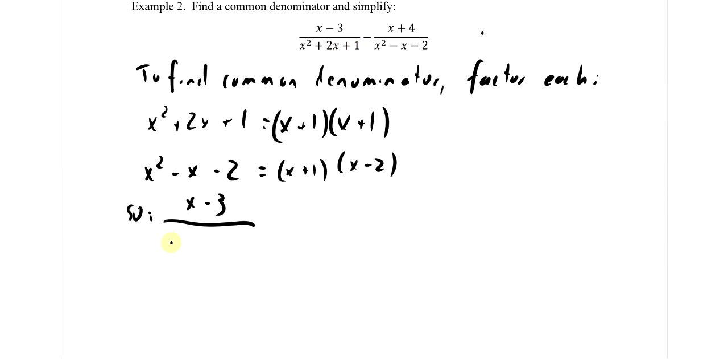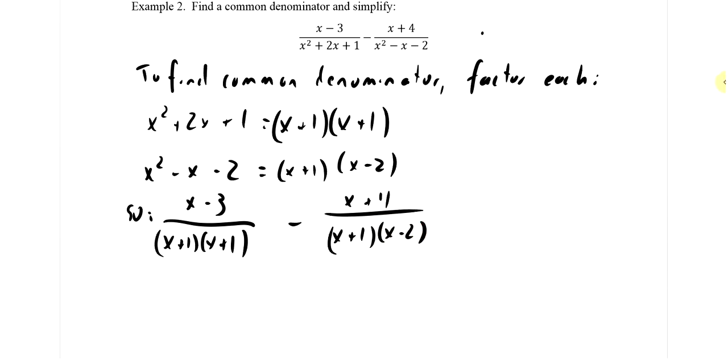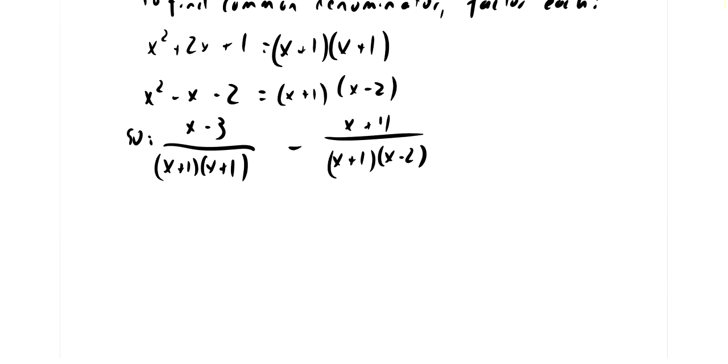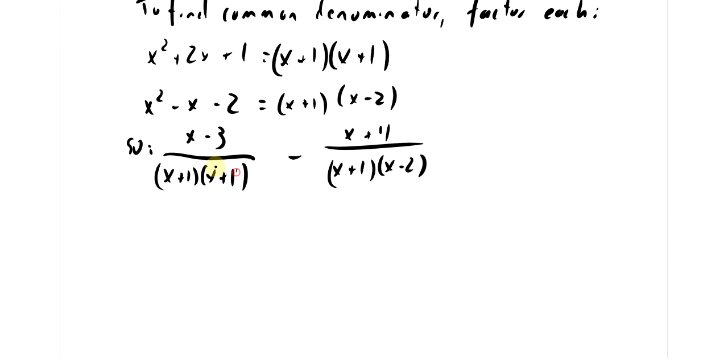So we have x minus 3 over x squared plus 2x plus 1, which is x plus 1 times x plus 1, minus x plus 4 on the top over x plus 1 times x minus 2. What am I missing in each of my denominators? This denominator has an x plus 1 and x plus 1. This one has an x plus 1 and x minus 2. So this one is missing the x minus 2. This one has one x plus 1, but needs two of them, so it's missing an x plus 1. So we take this fraction and multiply it by x minus 2 over x minus 2.